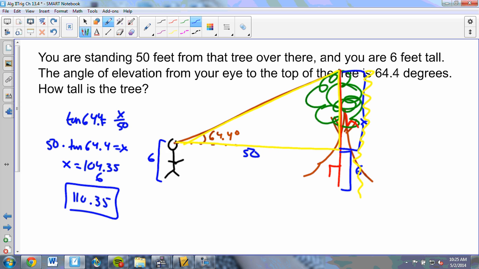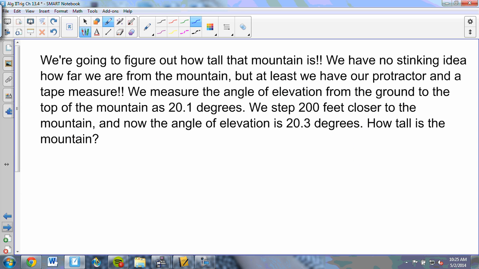Question about that at all? Okay, here's the last one. It's my favorite. We're going to figure out how tall that mountain over there is. I don't know, there's some mountain. We're going to measure its height.